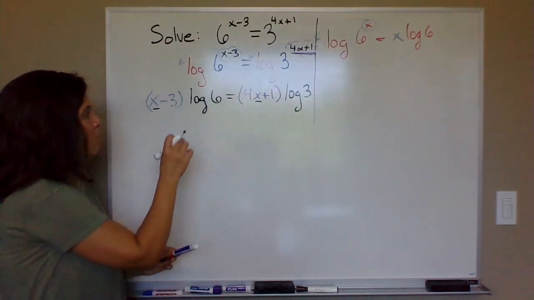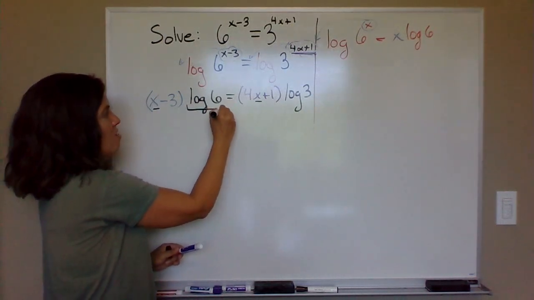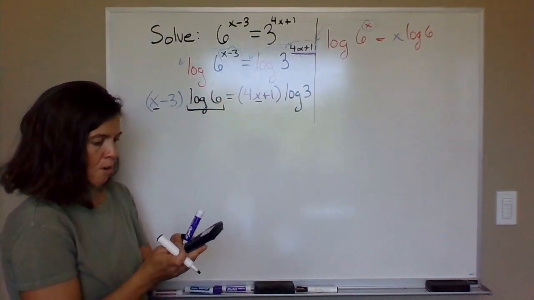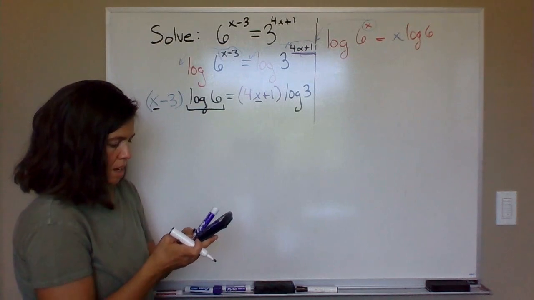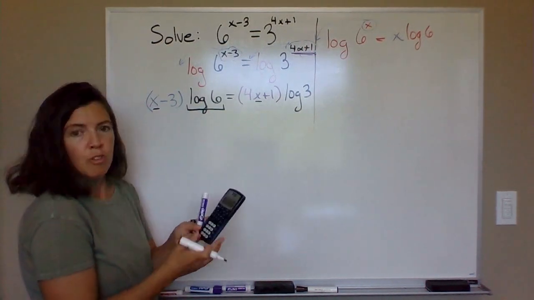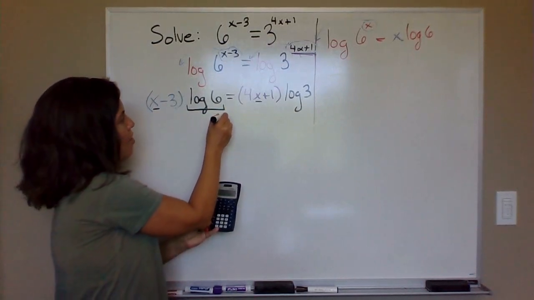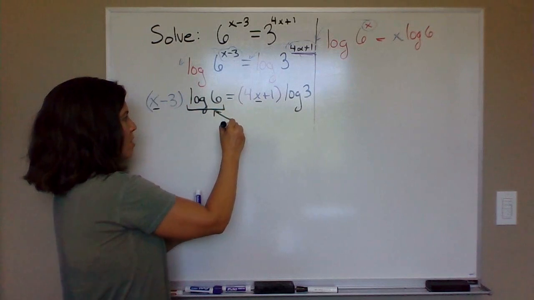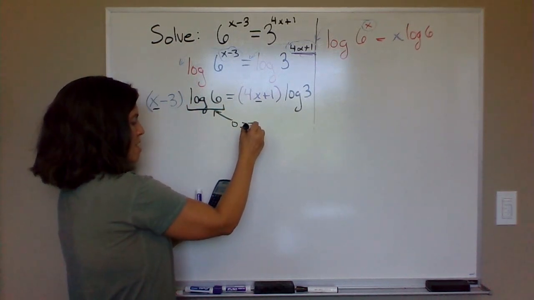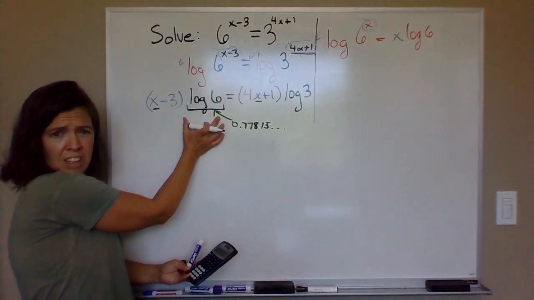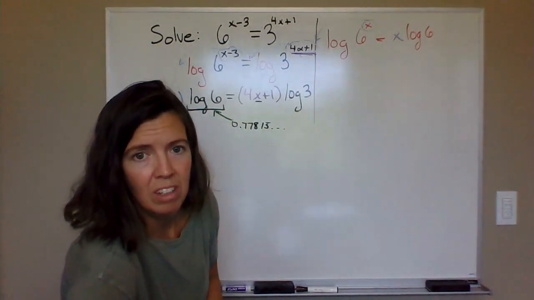Just keep in mind, this log 6 right here, this is just a number. You could punch that into your calculator right now. In fact, I'll go ahead and do that. So I want log of 6. If you punch that into your calculator right now, this number is about 0.77815. It goes on from there. But my point is that log 6 here is representing a number.